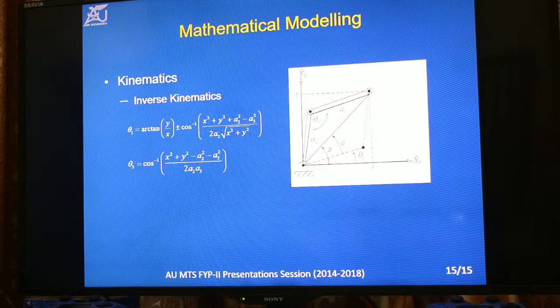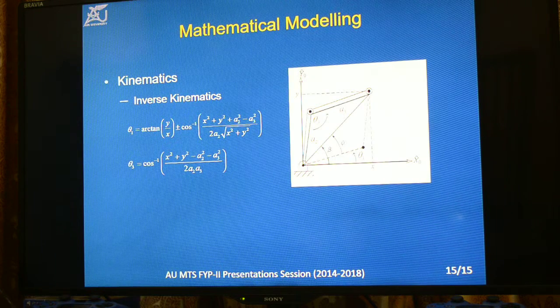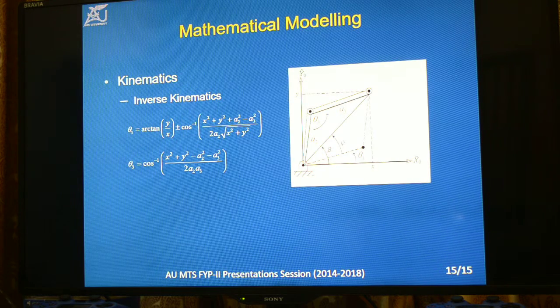We move on towards the inverse kinematics. Inverse kinematics can be found out using multiple ways. Well, basically it is a study in which we have to find the angles when we know the end effector coordinates, when we know the offsets and we know the link lengths. So basically we use a geometric solution over here.